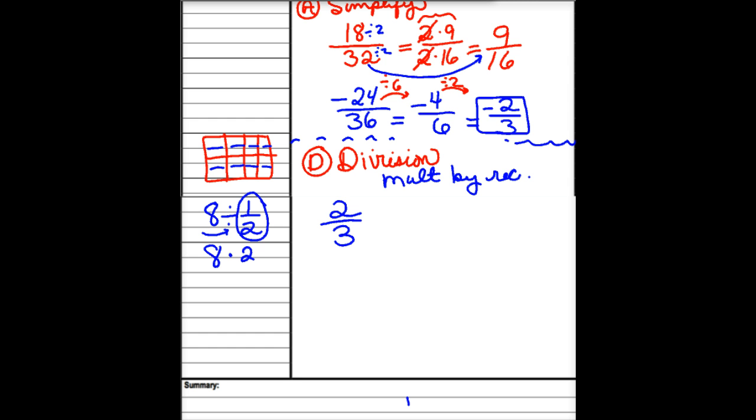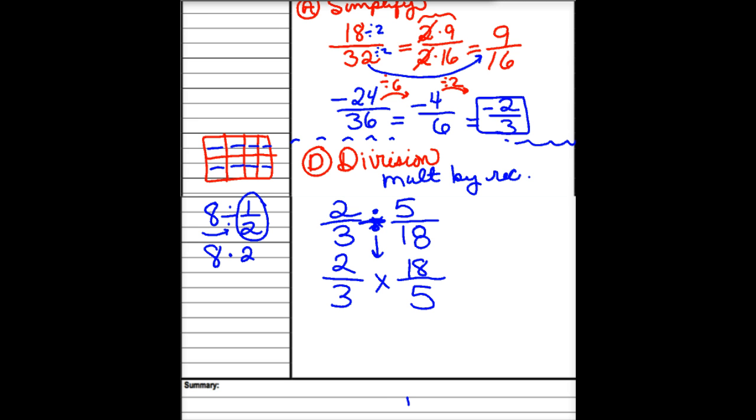So I'm going to only do one of these because it shouldn't be necessary for me to do any more. So, oops, I want to be multiplying. So here is my division problem. What I do is I keep the first one intact, then I multiply by the flip.